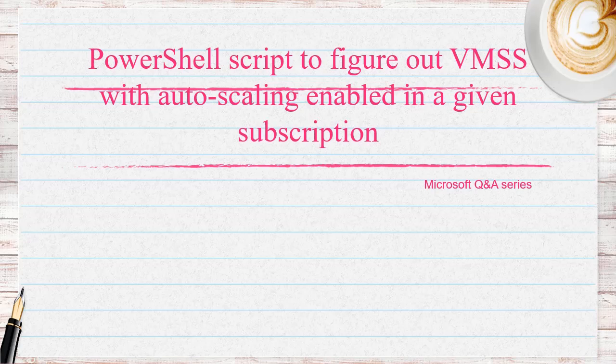So this is a brand new series where I'm gonna pick a few questions from Microsoft Q&A with Azure tags and I'm gonna solve them in this video. This is the first video where I have picked a question where a user asked to create a PowerShell script to figure out which VMSS, or virtual machine scale set instances, have auto scale enabled. So let's get started.